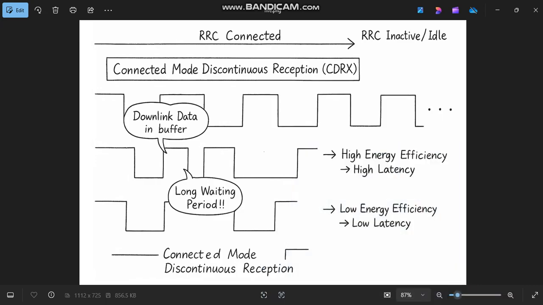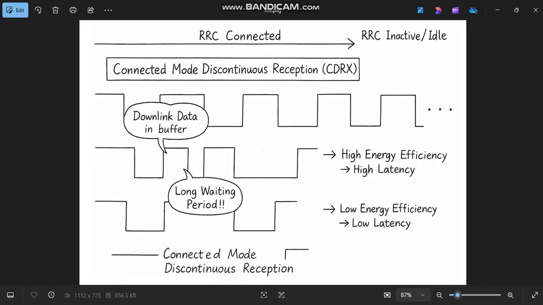Till now we have seen DRX active and inactive mode in the RRC inactive and RRC idle state. Because what if the base station has to transfer downlink data when the UE is in RRC inactive or RRC idle? With this question, we have seen DRX active and inactive states in RRC inactive and idle state.